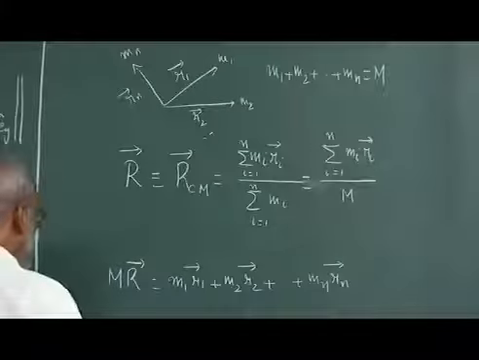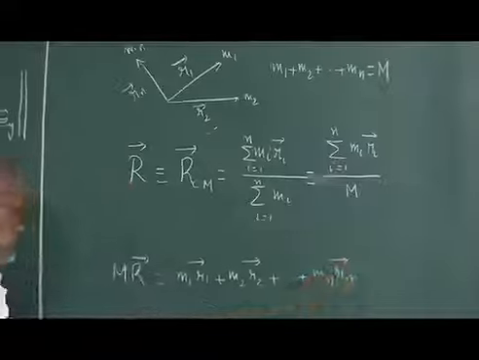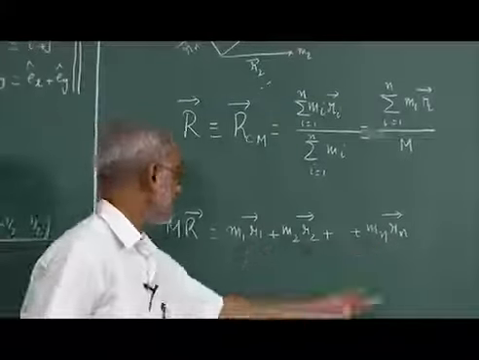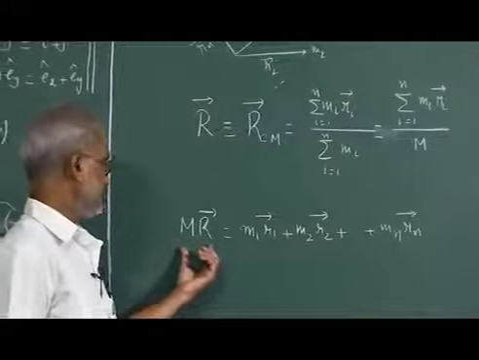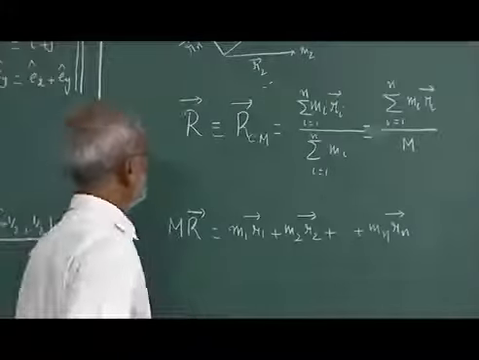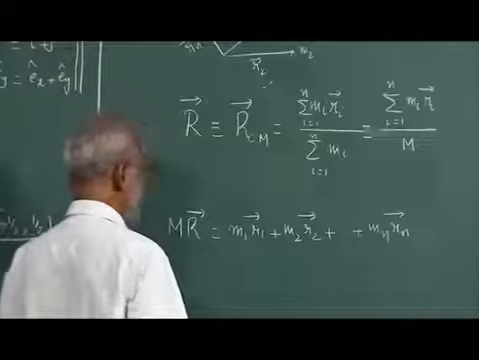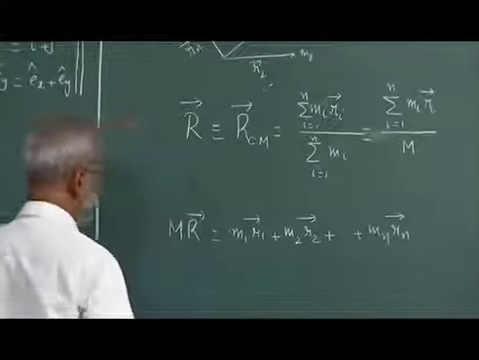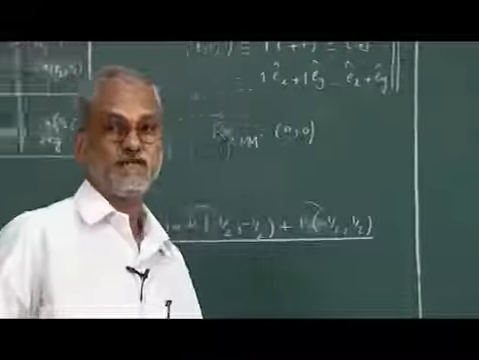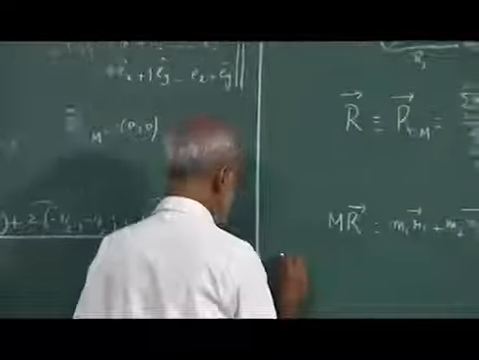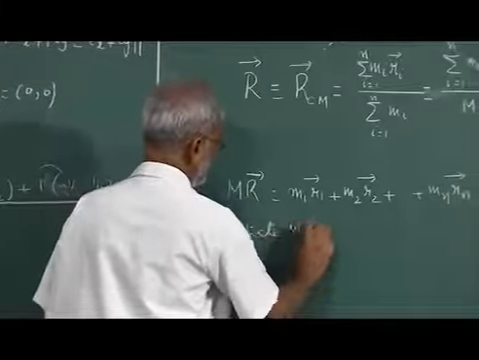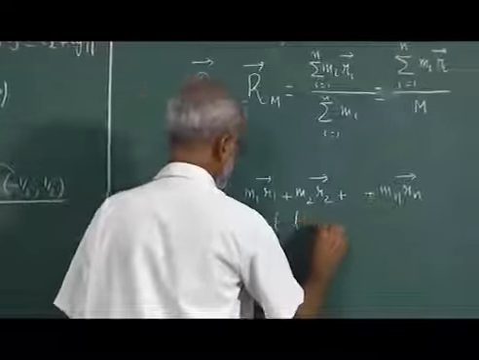Now this looks like a momentum conservation; this is the sum of the momenta of all the particles. Each is being multiplied by its mass, and this also represents the momentum of the center of mass, of total mass M. Now I will differentiate on both sides with respect to time. Let us remember that the masses are not changing in time; they are constant masses.